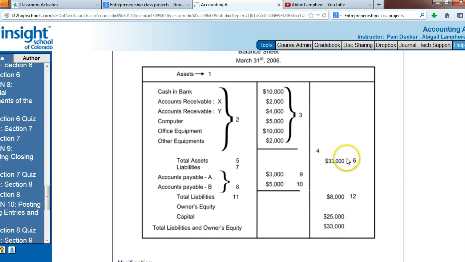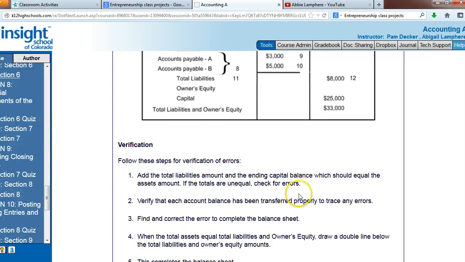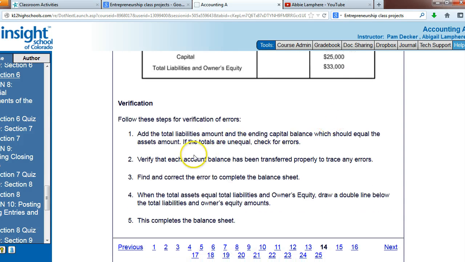So what we should have is our total assets, so this 33,000 should always equal this 33,000. And when it does, there should be a double rule line here showing that those numbers have been verified and we are good to go. If they don't equal, that means we have an error somewhere. So again, just like we did when we recorded balances or posted to the trial balance of the general ledger, you're going to have to go back and check for any errors that we made in that transfer process.